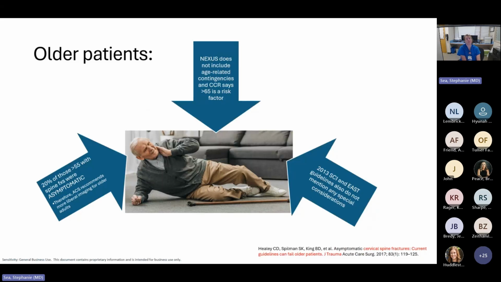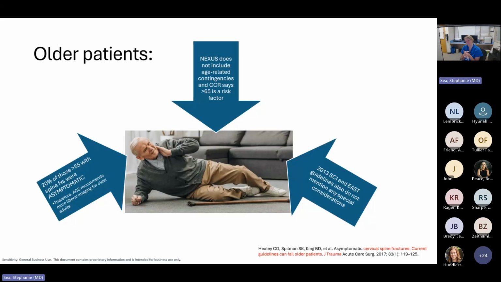Excuse me, back to our older patients. So our typical ground level falls. Remember that NEXUS does not include age-related contingencies, and the Canadian rules were all for greater than or equal to 65 as a risk factor. So it's very hard to clinically clear elderly patients. Oftentimes their pain is not perceived in the same way, and because of all those underlying comorbidities that we had talked about prior, they could have a fracture sneaking in there.